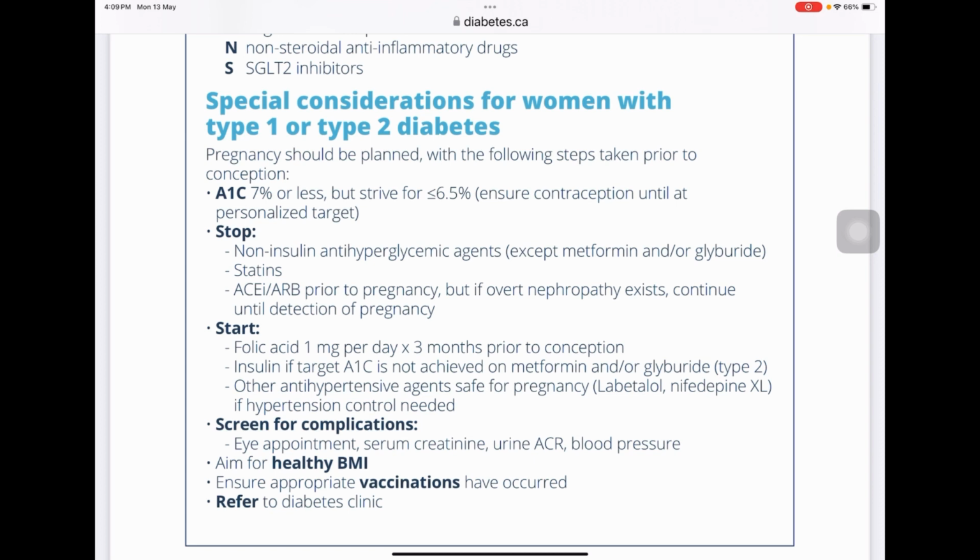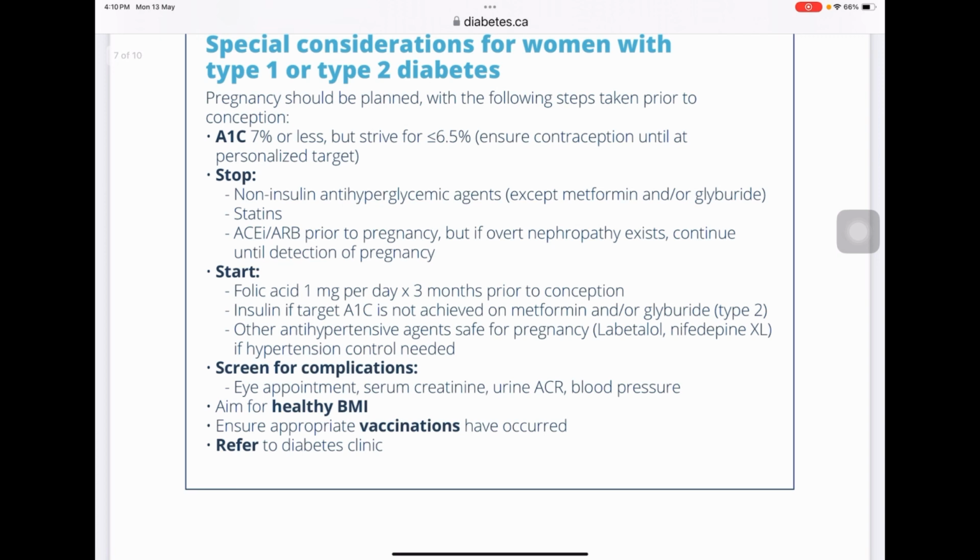And number two, statins are supposed to be stopped. ACE and ARBs are supposed to be stopped. But if the patient is not yet pregnant and is planning to become pregnant, she can continue until she becomes pregnant. Once she becomes pregnant, she needs to stop ACE and ARBs, right? We need to start her on folic acid 1 milligram per day for 3 months prior to conception. Insulin if the target HbA1c is not achieved on metformin or glyburide in type 2. Other antihypertensive agents safe for pregnancy are labetalol and nifedipine, if hypertension control is needed.